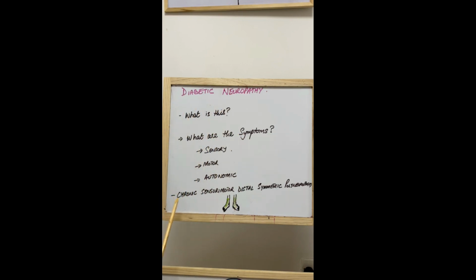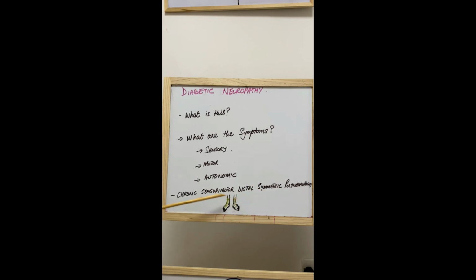By far the most common, as you can imagine, there will be many presentations depending on which nerves are getting involved. But the most common presentation of diabetic peripheral neuropathy is chronic sensorimotor distal symmetric polyneuropathy, which means chronic means it's a long-term condition. Sensorimotor means involves the sensory and motor areas, and distal means the lower limbs.